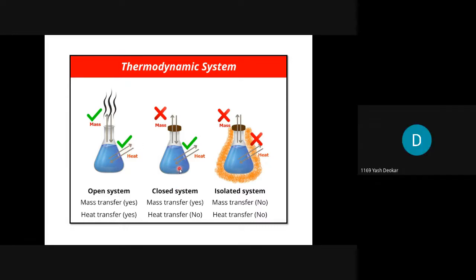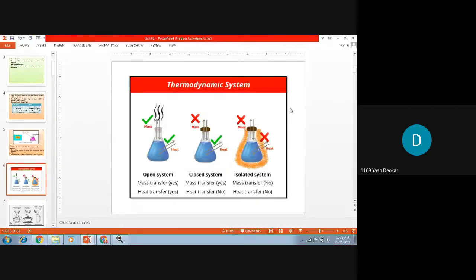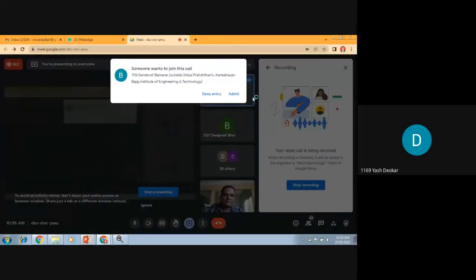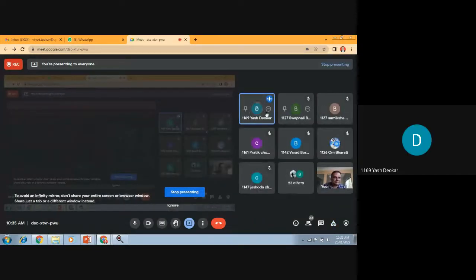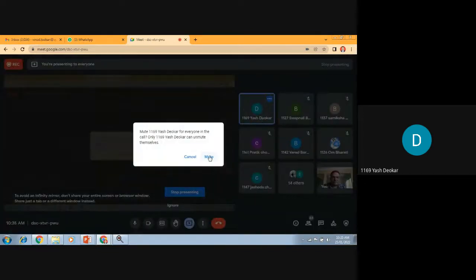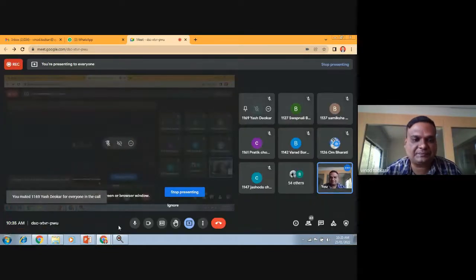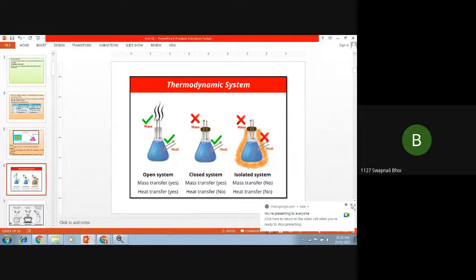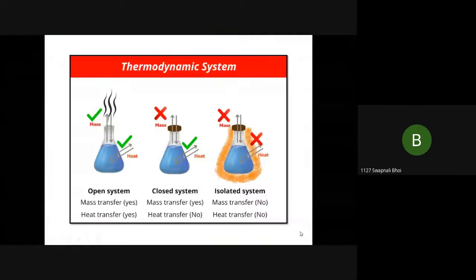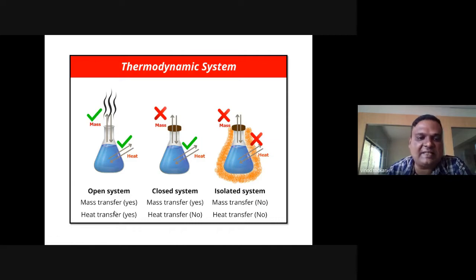What is a closed system? Yes. A closed system is a system that has energy interaction with the surrounding but does not have mass interaction with the surrounding. Yes, excellent. Closed system is the system which can have energy interactions with the surrounding, but it cannot have mass interactions with the surrounding. Excellent. Very good.